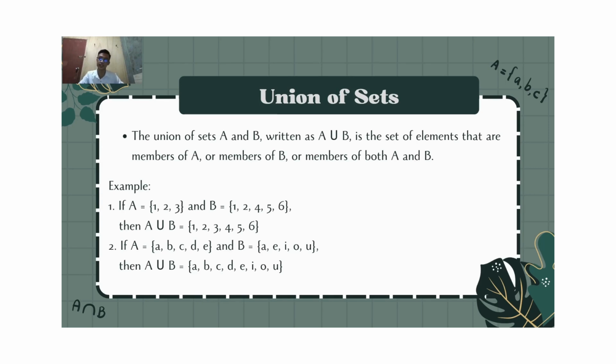Secondly, we have the second example. If set A is A, B, C, D, E, and B is equal to A, E, I, O, U, then A union B is equal to A, B, C, D, E, I, O, U. So that's it. That's the answer.